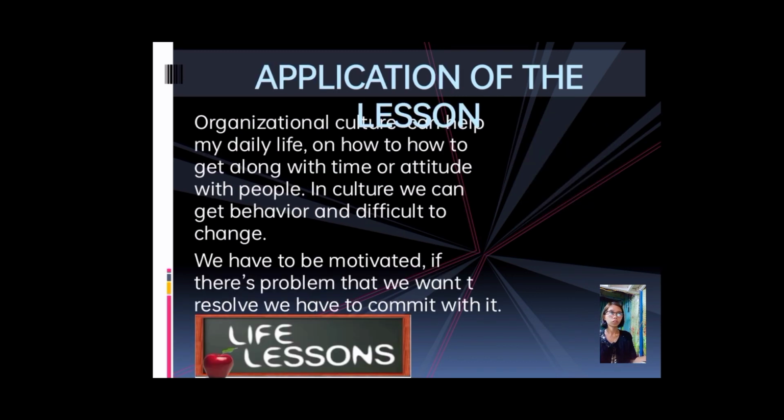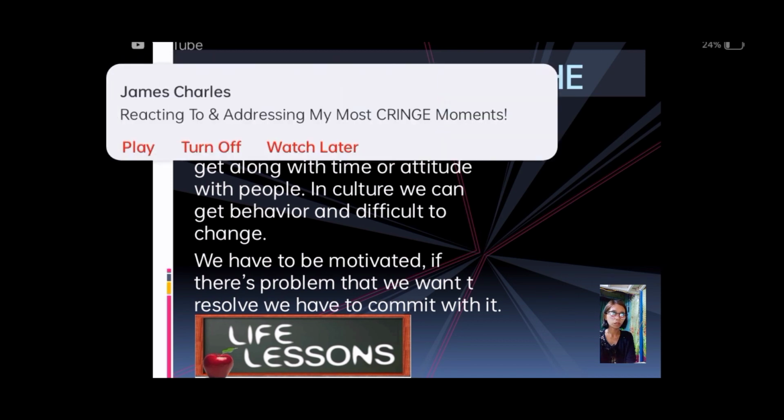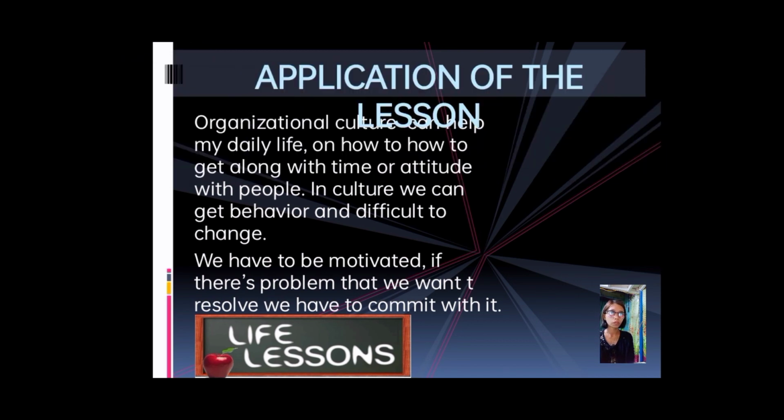So, application of the lesson. For me, organizational culture can help with daily life and with how to get along with people's attitudes. In culture, behavior can be difficult to change. We have to be motivated if there is a problem that we want to resolve.